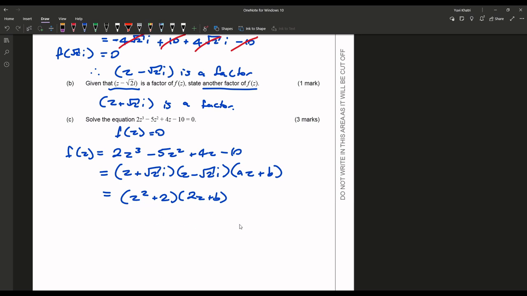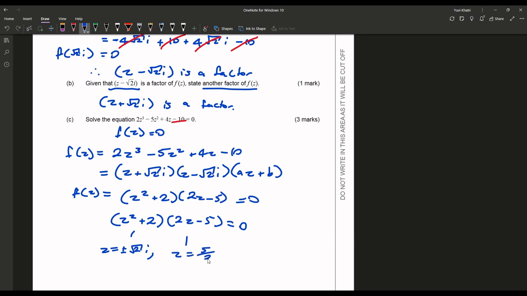And now, to get b, this 2 is going to multiply by the b to get negative 10. So if 2b equals negative 10, then b equals negative 5, and we put that in instead of b. Now to solve f of z equals 0, we set this equal to 0, so z squared plus 2 times 2z take 5 equals 0. Using the null factor law, we get z equals plus minus root 2i, and from here, z equals 5 over 2.